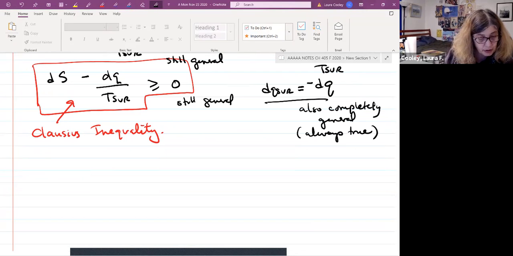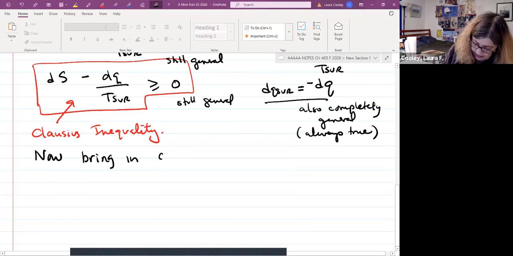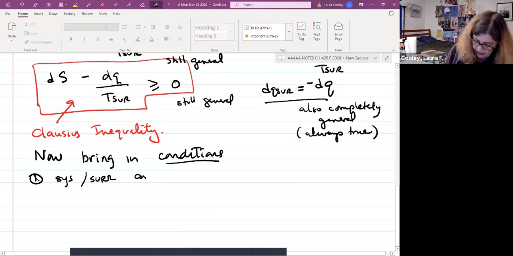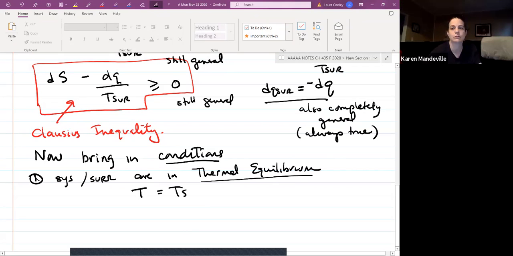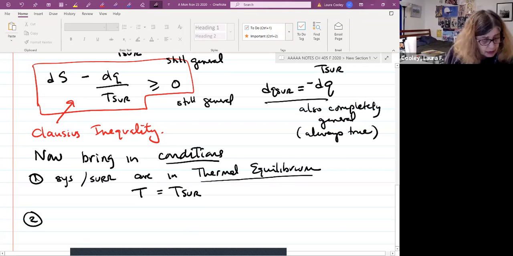Okay, so now we're going to throw in conditions. The first thing I'm going to do is say that the system and the surroundings are in thermal equilibrium. What does that mean, thermal equilibrium? They're the same temperature. That's right, T equals T sur. The second thing I'm going to do is say constant pressure.